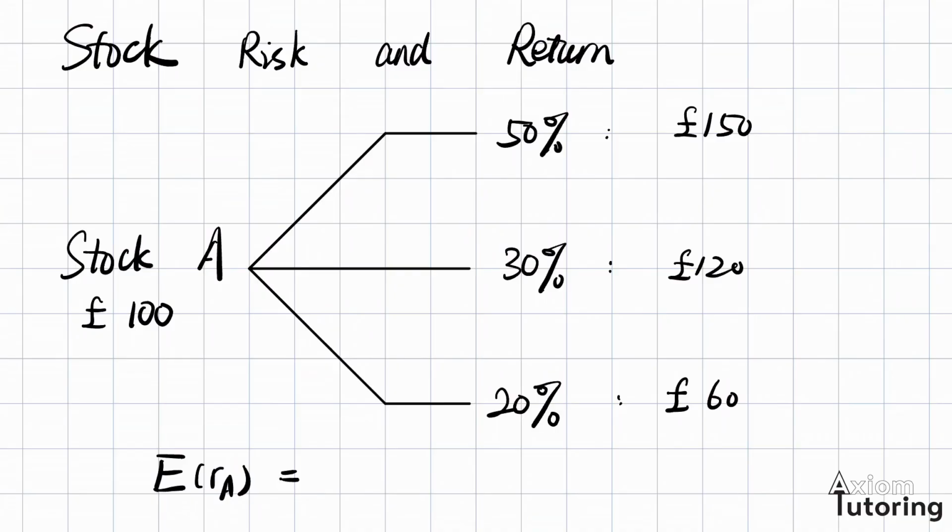possible states. For 50% of the probability here, the price is going to be £150. For 30% of probability, the price is going to be £120, and for the rest 20%, the price is £60. Okay, so we can first calculate the individual returns for each state. So for the first one, the return is 50%. The second one, the return is 20%, and the last one would be minus 40%.